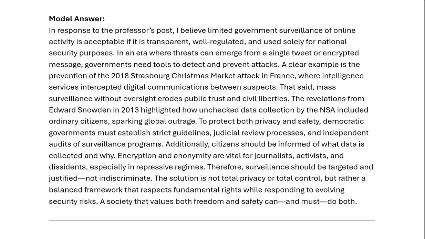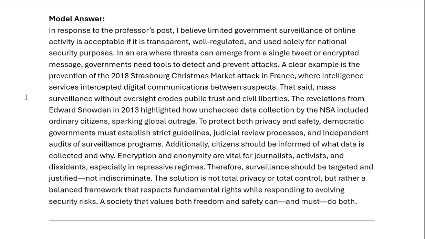Model answer. In response to the professor's post, I believe limited government surveillance of online activity is acceptable if it is transparent, well regulated, and used solely for national security purposes. In an era where threats can emerge from a single tweet or encrypted message, governments need tools to detect and prevent attacks. A clear example is the prevention of the 2018 Strasbourg Christmas market attack in France, where intelligence services intercepted digital communications between suspects.